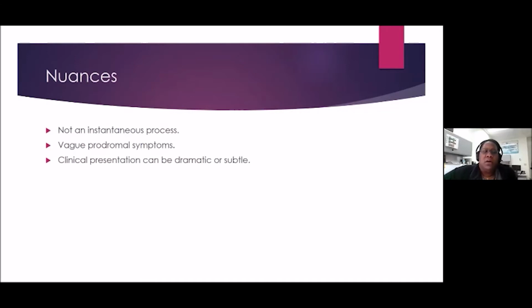And the presentation can be dramatic or really subtle. Some patients come in and they say, I feel fine. They just told me to come here because my platelets were low. Or you could hear of a patient that has presented with severely altered mental status and is unconscious.